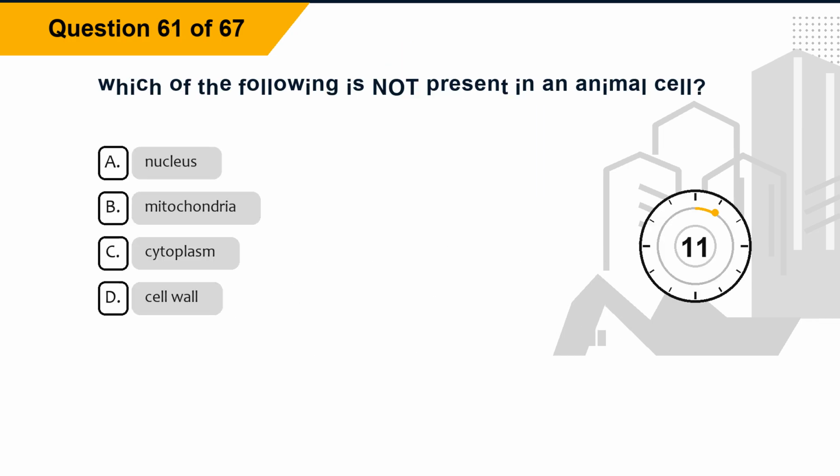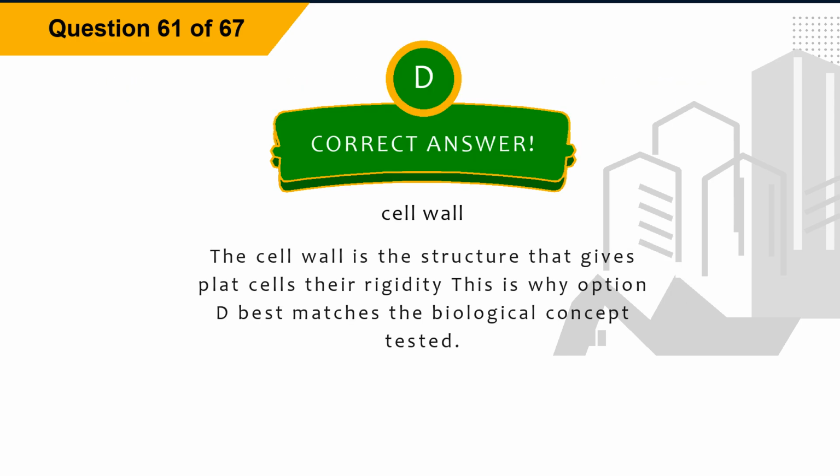Question 61. Which of the following is not present in an animal cell? Option A, nucleus. Option B, mitochondria. Option C, cytoplasm. Option D, cell wall. The correct answer is option D, cell wall. Explanation. The cell wall is the structure that gives plant cells their rigidity. This is why option D best matches the biological concept tested.